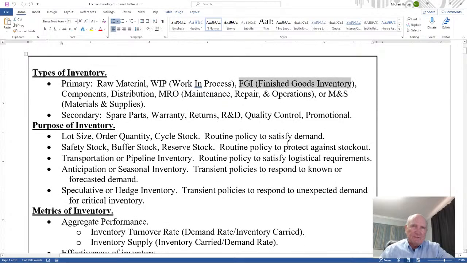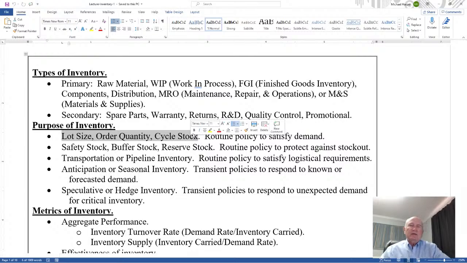So what's the purpose of inventory? The purpose of inventory can either be a routine policy or a transient policy. A routine policy to satisfy your demand is your lot size, your order quantity, your cycle stock. In other words, if you have a demand of 100 automobiles this month, then your lot size, order quantity, or cycle stock will be: I'm going to order 100 automobiles to satisfy that demand.